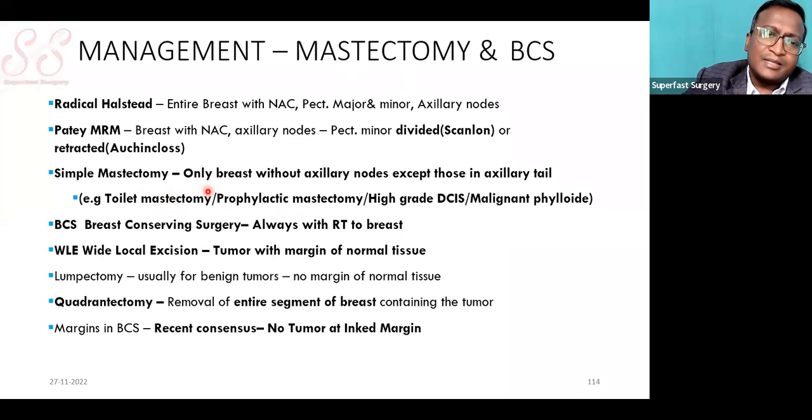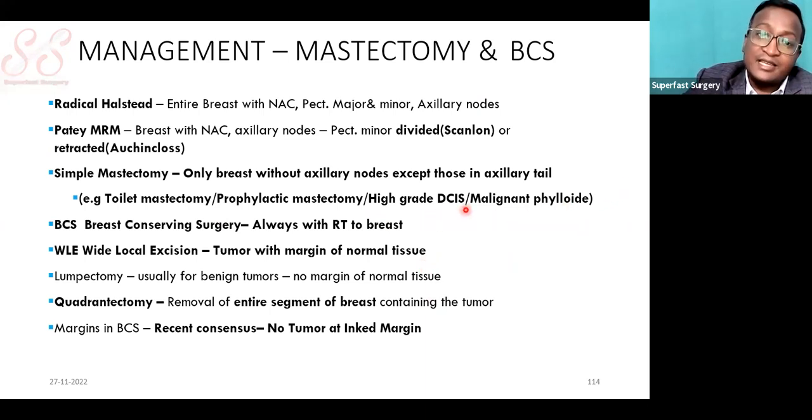Now, what is a simple mastectomy? Simple mastectomy is just the removal of the breast without addressing the axillary nodes. We still do simple mastectomy in cases like when there is fungation. So we do toilet mastectomy and prophylactic mastectomy, like when we do risk-reducing surgery for a BRCA mutated patient. There we do not remove axillary lymph nodes. We will be just doing mastectomy of the breast, so that is known as prophylactic mastectomy.